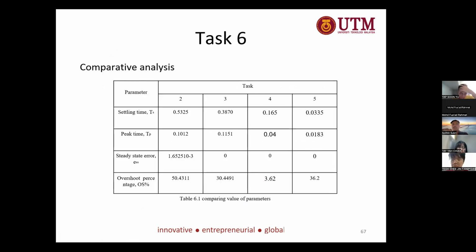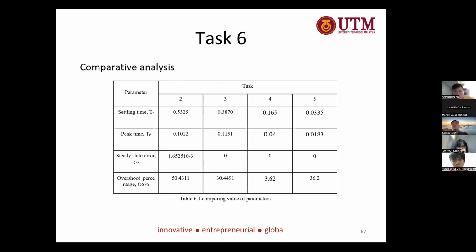So now we move on to task 6, the comparative analysis. We can tell by looking that all the tasks have successfully achieved their requirements. As we can see, task 2 has the highest settling time, peak time, steady state error, and overshoot percentage, and these gradually decrease by continuing to task 3, 4, and 5. Now we take a look at the most important, task 4 and task 5.